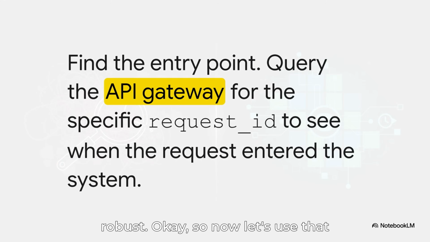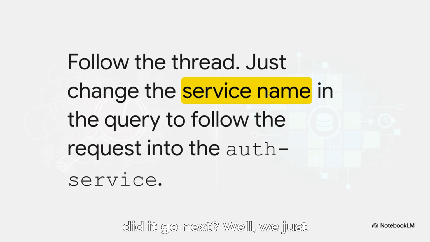Okay, so now let's use that superpower. Imagine a user reports a problem. We get their request ID. Step 1, we query our API gateway logs for that specific ID. And just like that, boom, we see the exact moment the request entered our system. So where did it go next? Well, we just changed the service name in our query to auth service. We're using the exact same request ID.